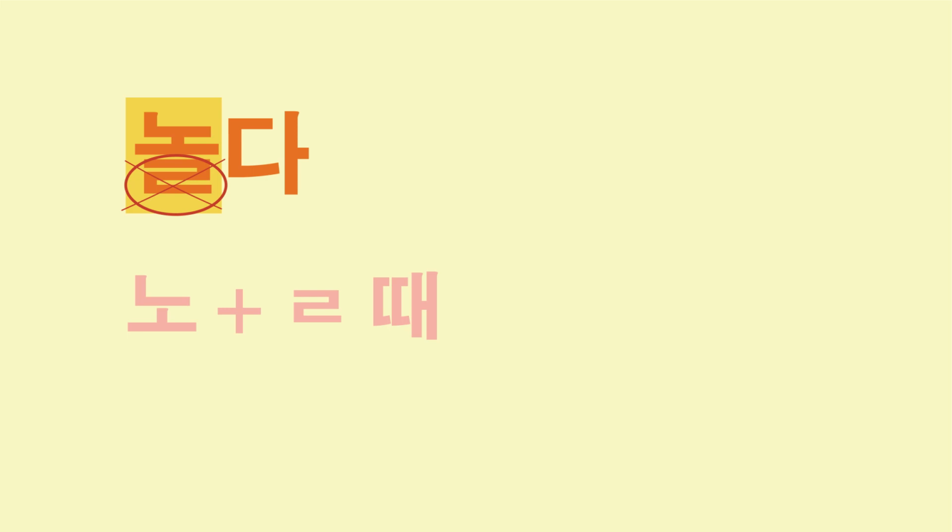Tip. When an adjective or verb stem has ㄹ 받침, we remove ㄹ. Now, we have no 받침. So, we add ㄹ 때. 만들다. 만들다 means to make. Our verb stem 받침 is ㄹ. So we remove ㄹ and add ㄹ 때. 만드 plus ㄹ 때, 만들 때.